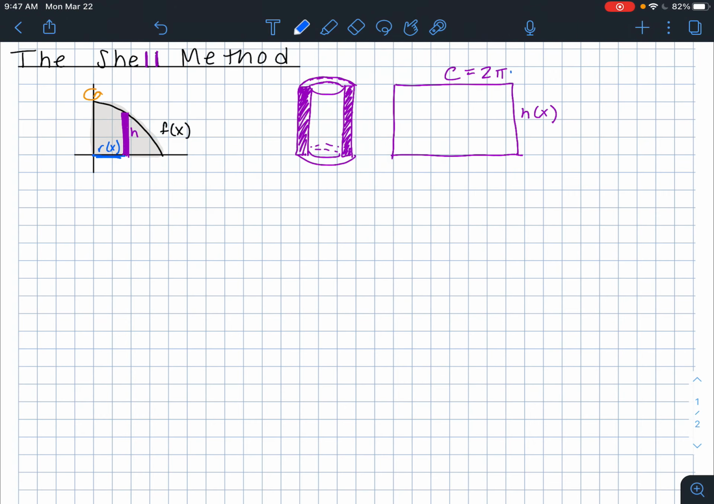So now let's talk about why I really love the shell method. This problem is going to really show why I love the shell method. So we're going to do the area bounded by y equaling x squared minus 5x and y equals 0, and we're going to revolve this about the line x equaling 8. Just making this up. Okay, so let's draw a little graph here.